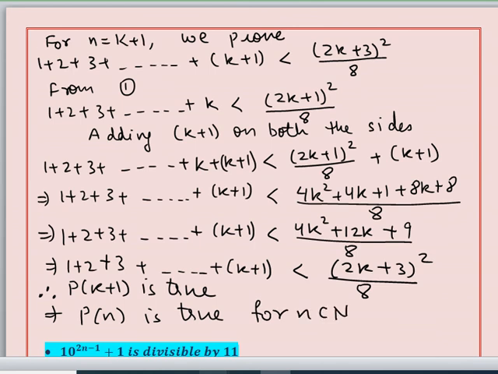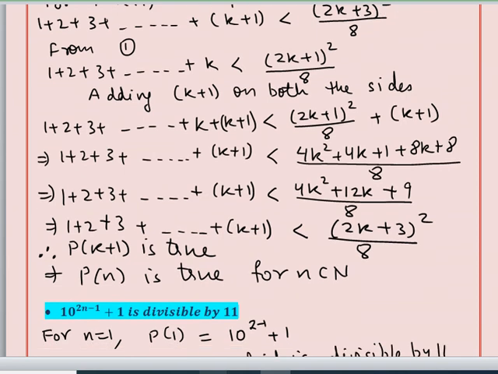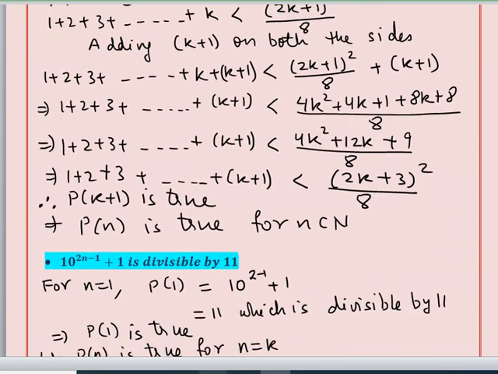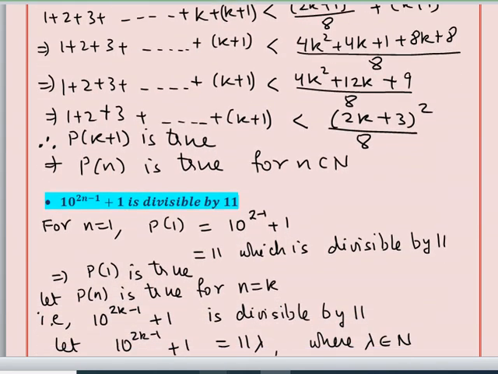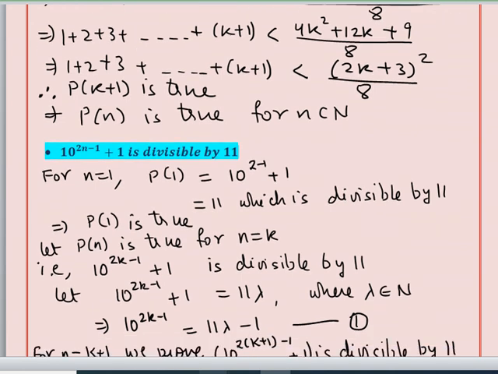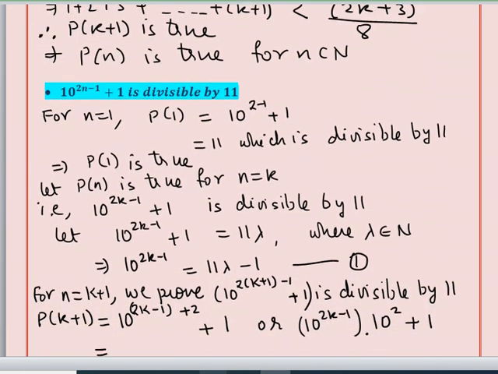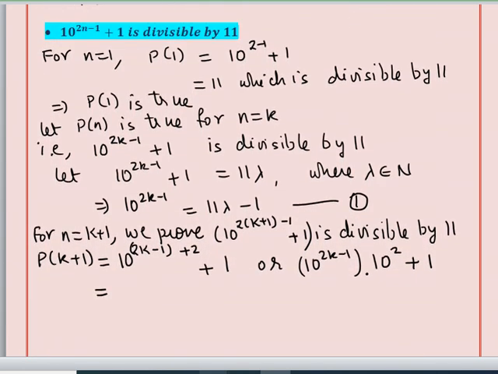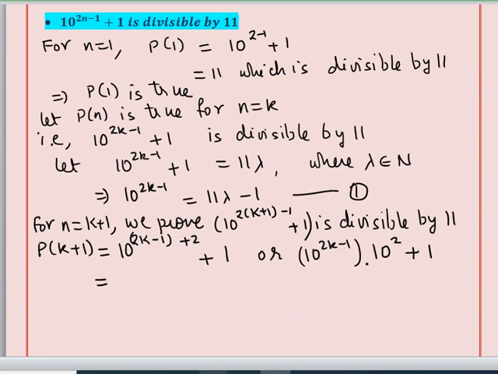Now let us slightly change the type of the question and try to verify our principle. The question says, according to the condition, we have to prove 10 to the power 2n minus 1 plus 1 is divisible by 11. So whatever expression is given, we have to show it will be divisible by 11.